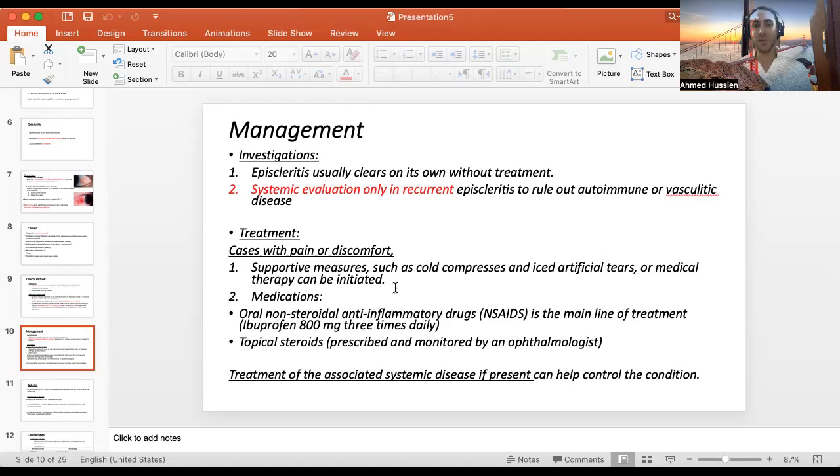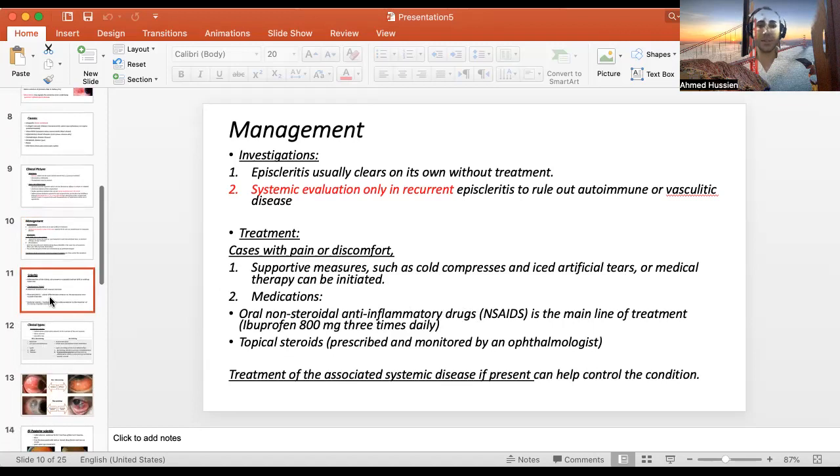So the main treatment of episcleritis is just observation and supportive measures in the form of cold compresses and iced artificial tears. Again, if there is considerable pain or discomfort, you may consider oral non-steroidal anti-inflammatory drugs or topical steroid with caution. Again, if there are recurrent episodes of episcleritis, you have to treat the underlying associated systemic disease.